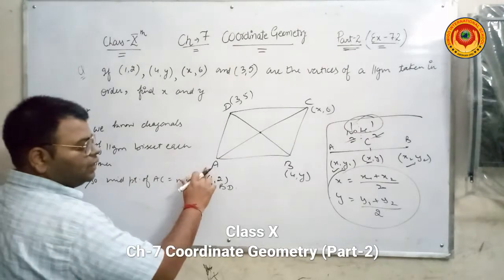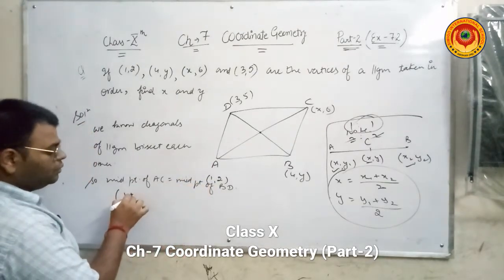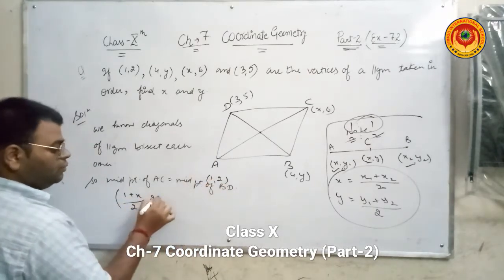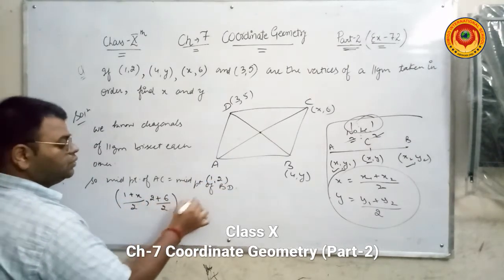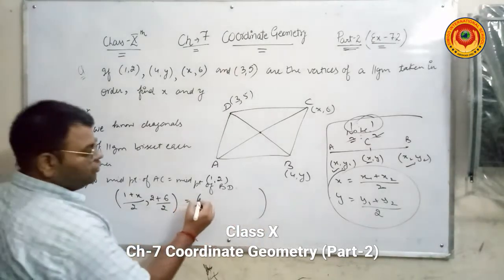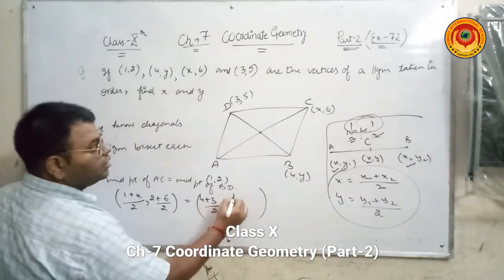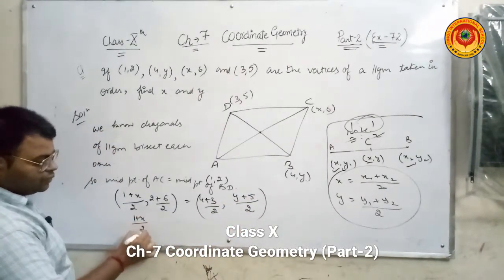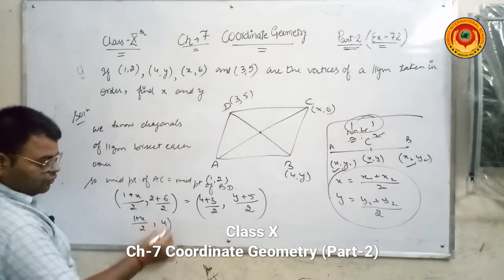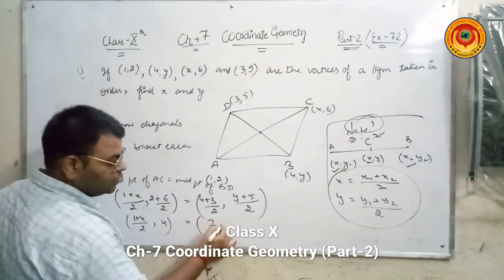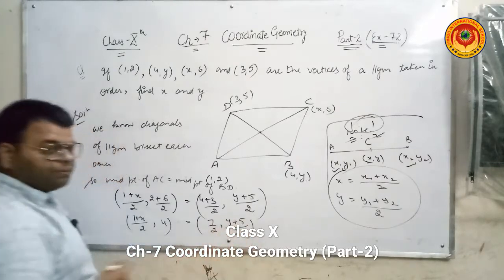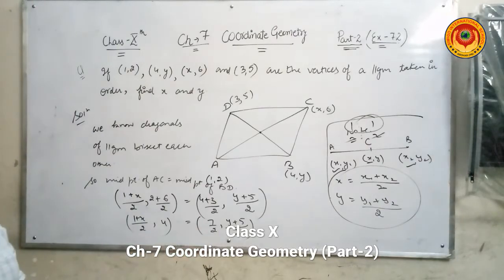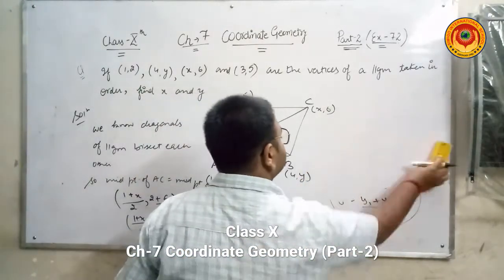What is midpoint of AC? What is x1? 1 plus x2 is x, again y1 plus y2 upon 2. Here BD is 4 plus 3 upon 2, here y plus 5 upon 2. What it becomes? 1 plus x by 2. 6 plus 2, 8, 8 by 2, 4. And this is 7 by 2. This is y plus 5 by 2. Now compare both the terms. Take x values equal to x values and y equal to y coordinates. How? Just look here.